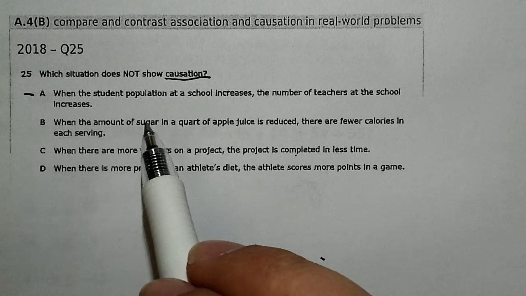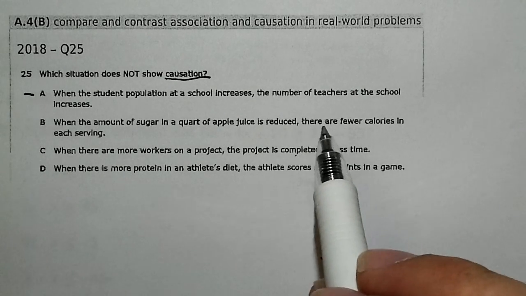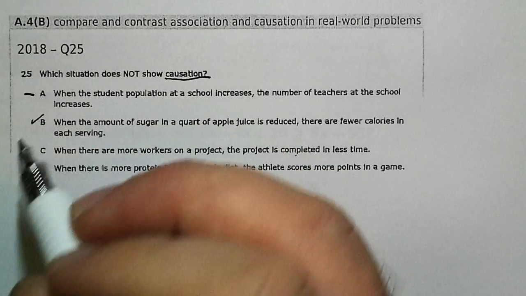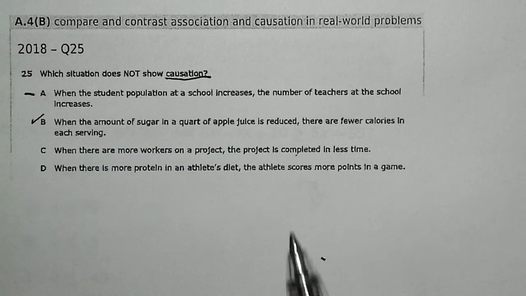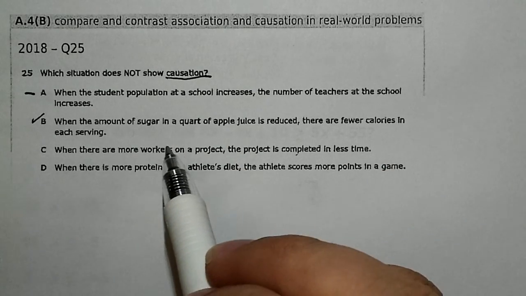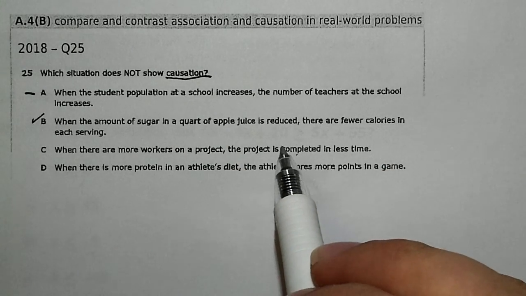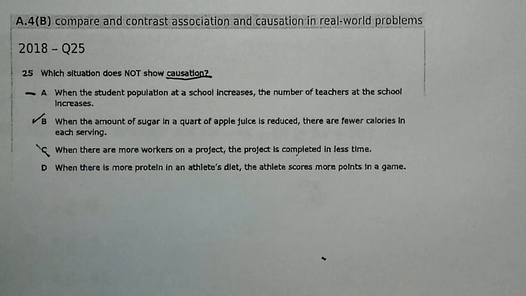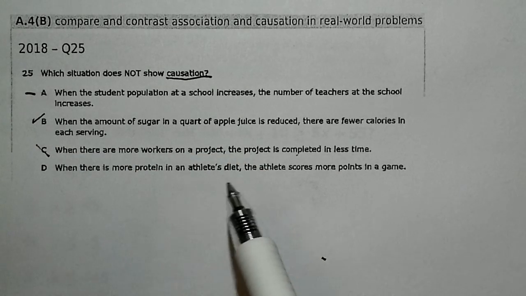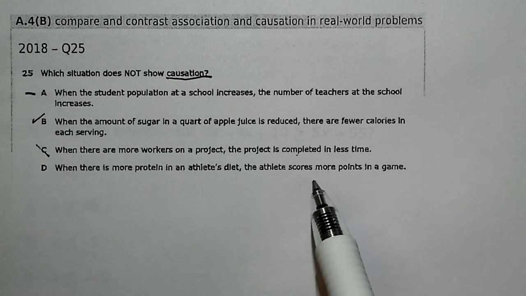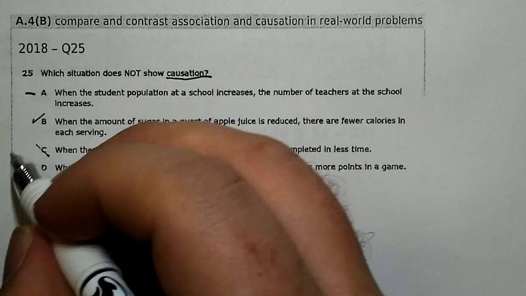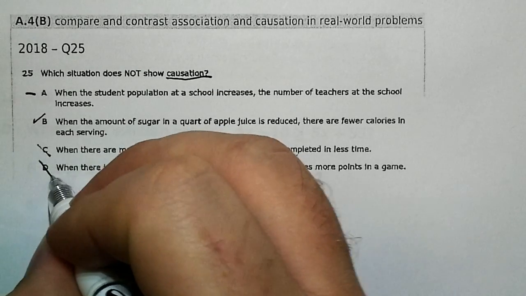When the amount of sugar in a quart of apple juice is reduced, there are fewer calories in each serving. Yeah, I could go with that. I think that's a little bit more than A. C, when there are more workers on a project, the project is completed in less time. Not necessarily, especially if somebody makes a mistake. So not C. When there's more protein in an athlete's diet, the athlete scores more points in a game. Well, more protein might affect their muscle mass, but it's not necessarily going to make them score more points.